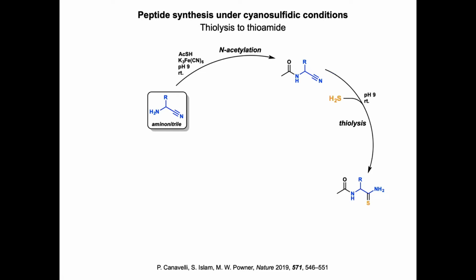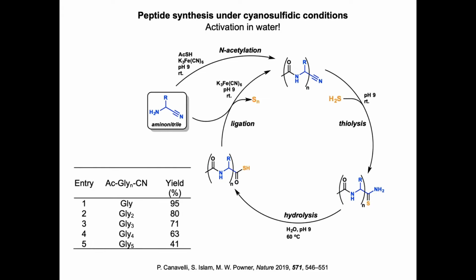So what we find is once the acetylation has taken place, it activates the nitrile towards the addition of hydrogen sulfide. And hydrogen sulfide generates this thioamide, and then this is primed for hydrolysis by the addition of water to generate what is a stable thioacid. And then this, in the presence of iron cyanide salts, undergoes activation and then coupling with another aminonitrile. And so what you've done is you've generated a peptide bond in water without using an amino acid.